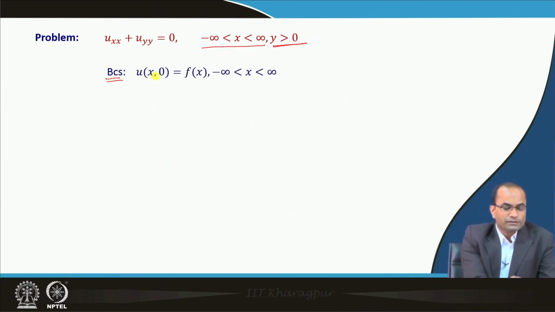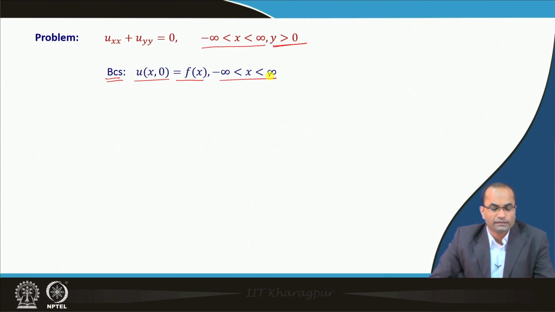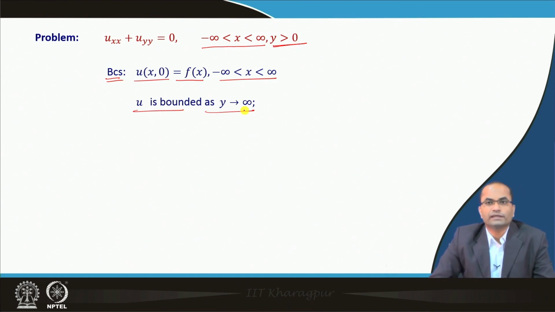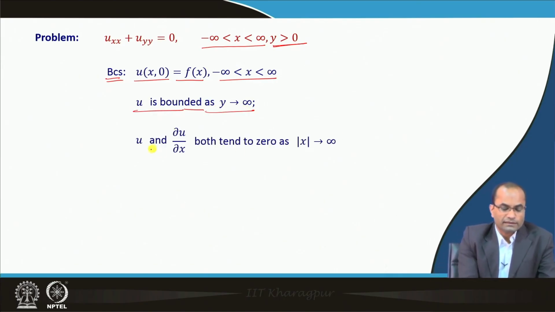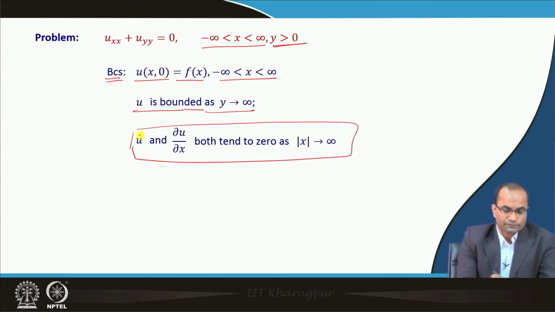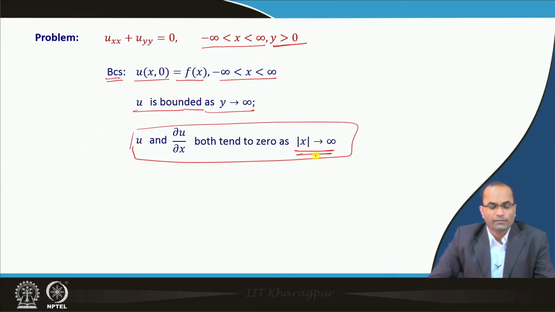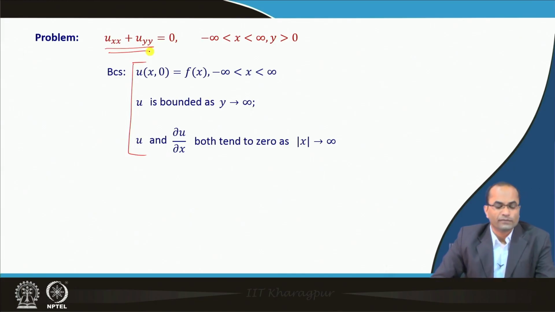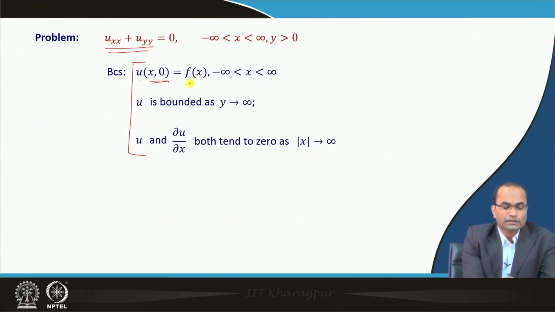So, coming to the boundary conditions, we have u(x, 0) given as f(x) in the range minus infinity to plus infinity, and u is bounded as y approaches infinity. That is the other information given here. And there are the standard conditions that u and u_x both tend to 0 as x approaches plus infinity and minus infinity. We have these boundary conditions because there is no initial condition as such, there is no time. So we have only the boundary conditions in this problem.